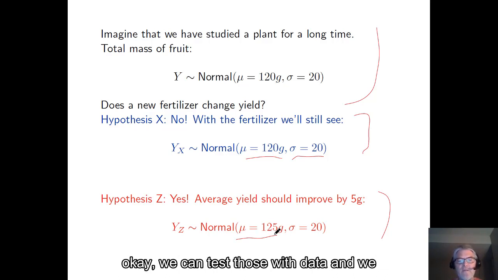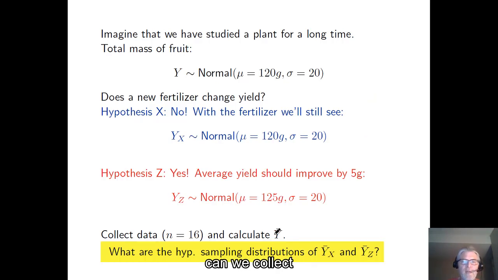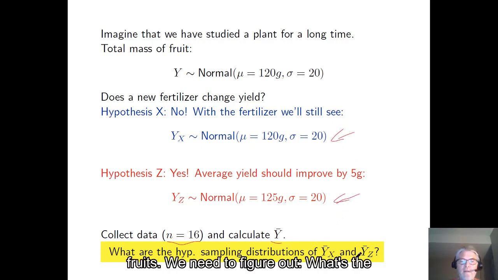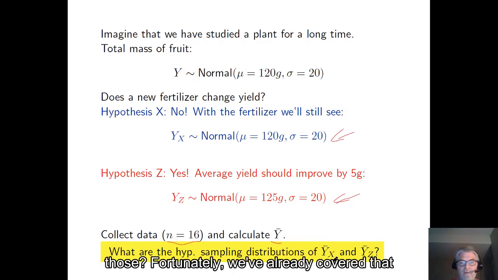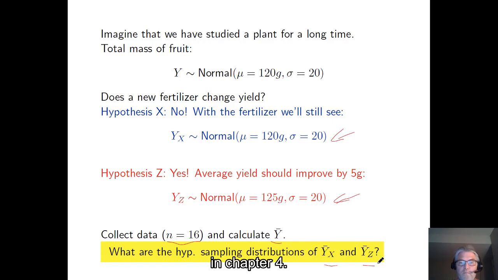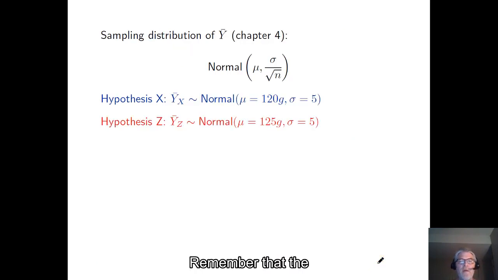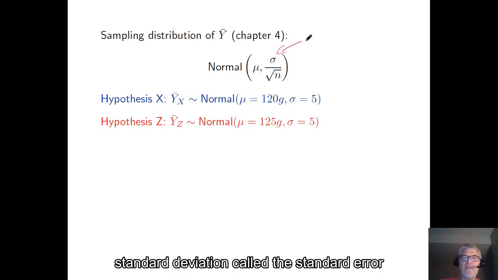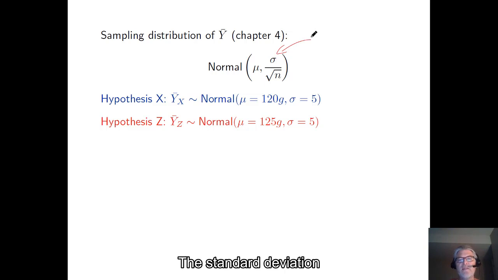You might think, okay, we can test those with data, and we can. We collect some data. Let's just say our sample size is 16, and we calculate the mean fruit mass from those. Notice that these hypotheses are stated in terms of the distribution of the fruits. We'd need to figure out the sampling distribution of the mean of those. Fortunately, we've already covered that in Chapter 4. Remember that the sampling distribution has a standard deviation called the standard error that's related to the sample size. It's the standard deviation of what we're drawing from, which was 20 in the previous slides.